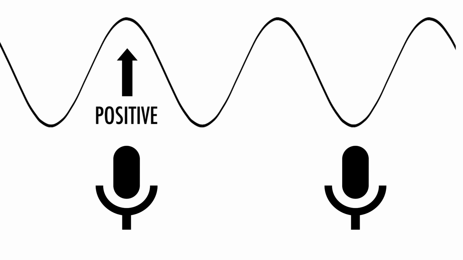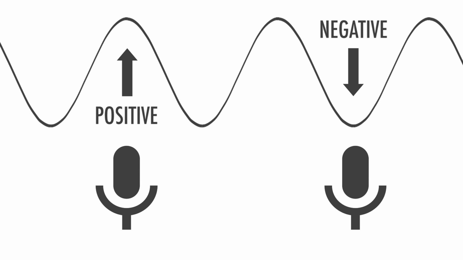Now we don't often notice this, but it can be a real problem when recording 2 or more microphones. See, one mic can receive the wave at the positive phase of the wave, while the other picks up on the negative. A good way to avoid this is to adhere to the 3-to-1 rule.